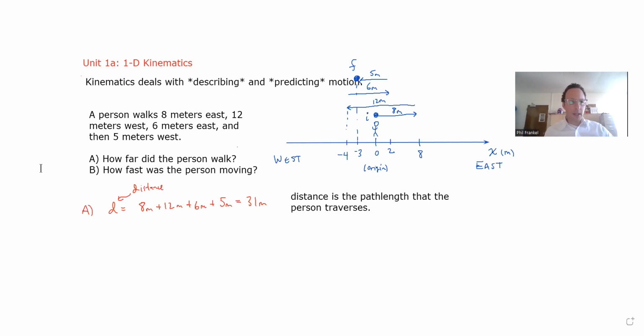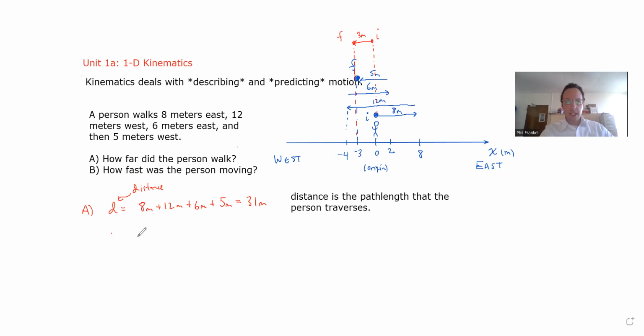On the other hand, there's another sensible way to answer the question, how far did the person walk? So the person started here, right? That was the initial location at x equals 0. And they ended here. That was the final location at x equals -3. So how far did they walk? I can draw an arrow pointing from the initial location to the final location. And notice that arrow is 3 meters long, and it points to the west.